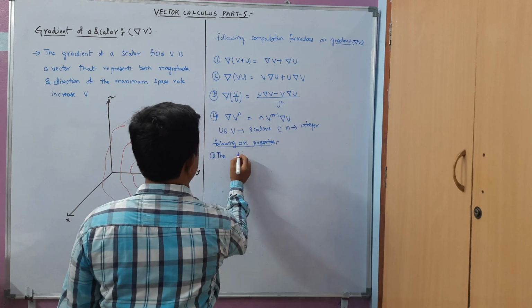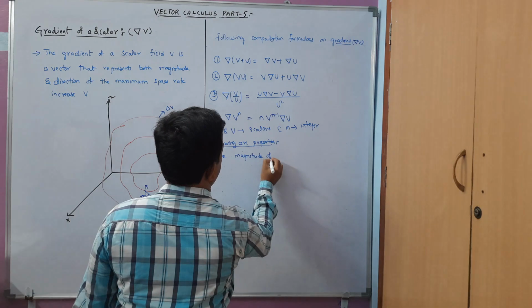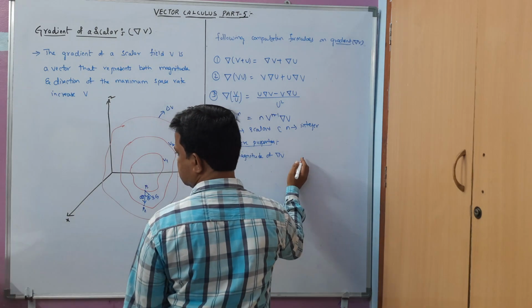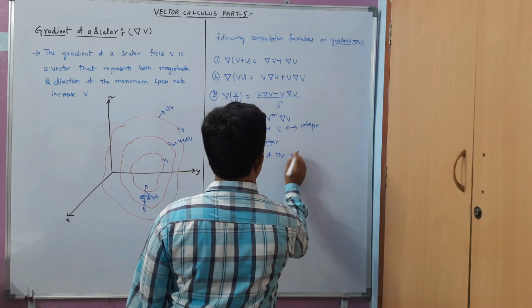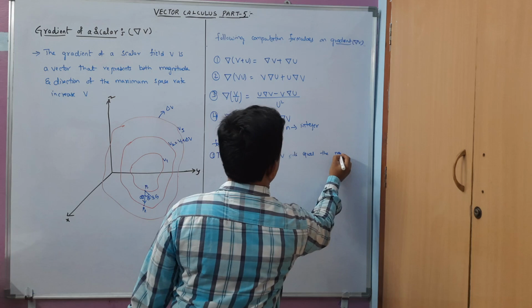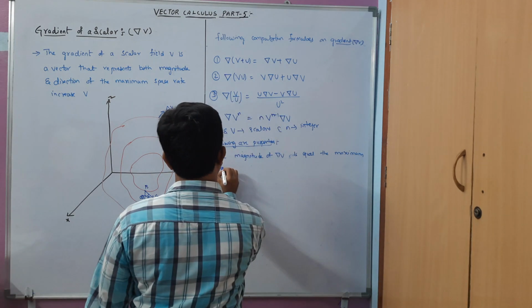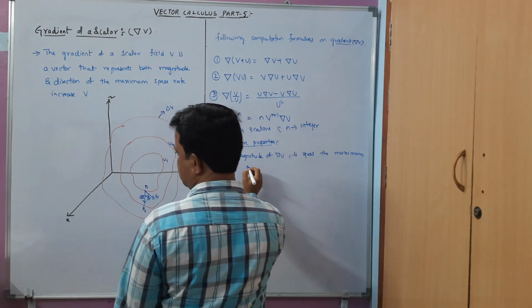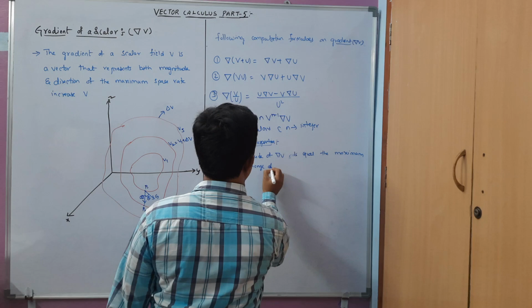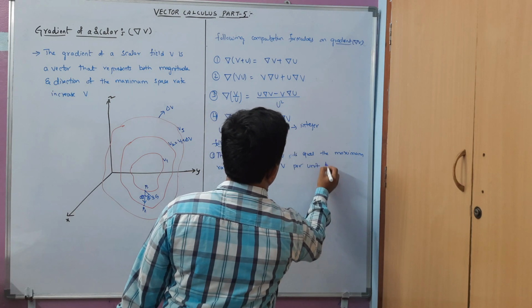The magnitude of del v equals the maximum rate of increase, rate of change of v per unit distance.